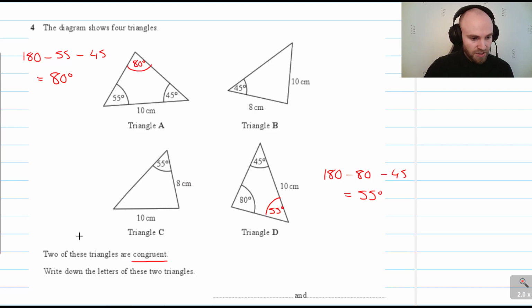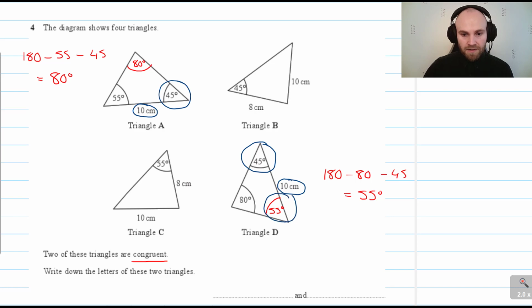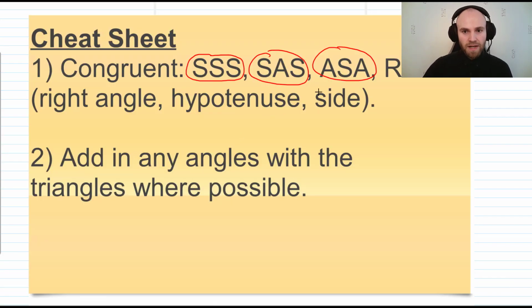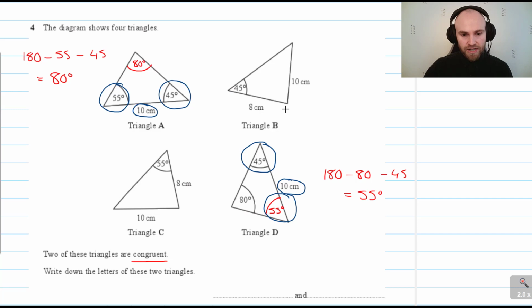So as you can see, I'm just going to change the color. We do have this 10 centimeter here. And this 10 centimeter is in the middle of an angle of 45 degrees and in the middle of an angle with 55 degrees. So I think that these 2 are congruent. We have angle, side, angle from the cheat sheet. Just going to put that in, angle, side, angle. So it's going to be triangle A and triangle D.